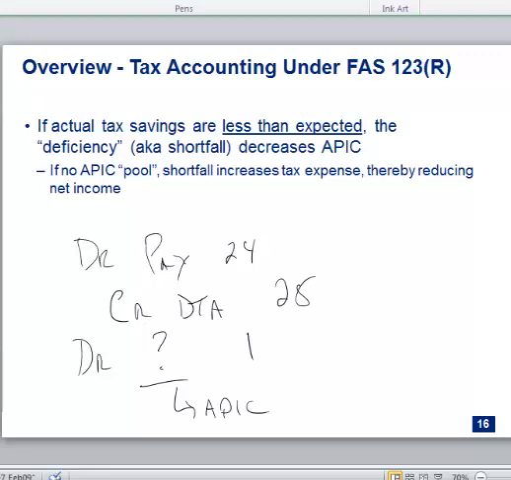So Cindy, you know how big your APIC pool is? Wait, you know how big your APIC pool is? That was the perfect answer.